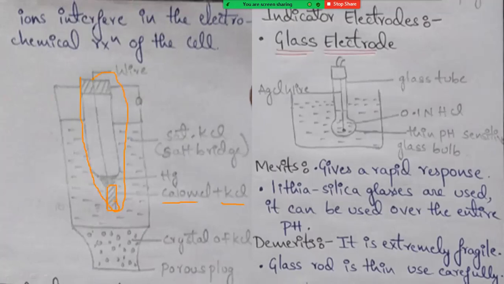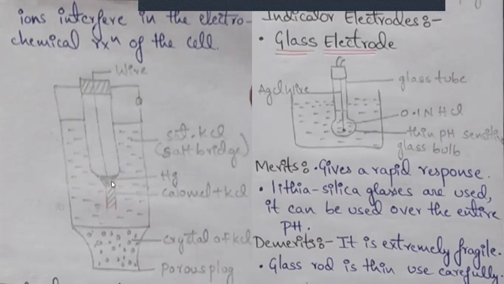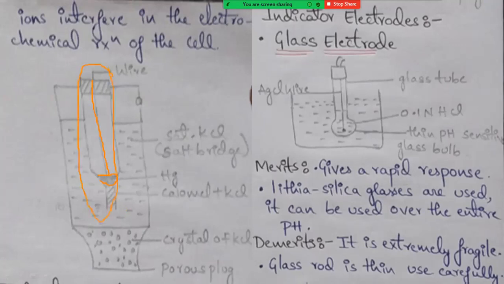And just above this calomel, we have mercury, right? Through this mercury, a silver wire will be passing, and the entire setup is placed in a saturated solution. So here also we are using a saturated solution, right? What is the saturated solution? A fixed concentration of potassium chloride that we are using here. That's why we can get fixed potential values, right?